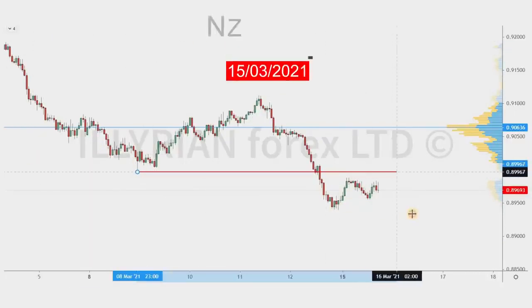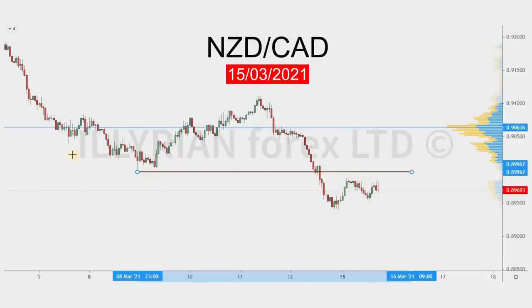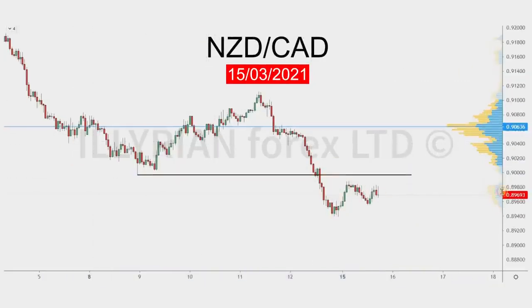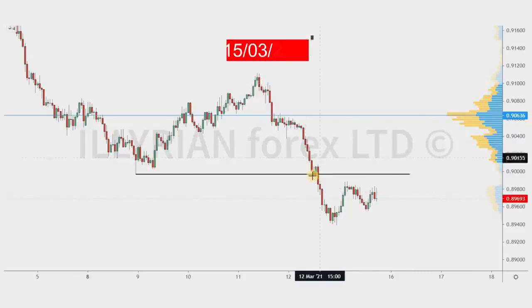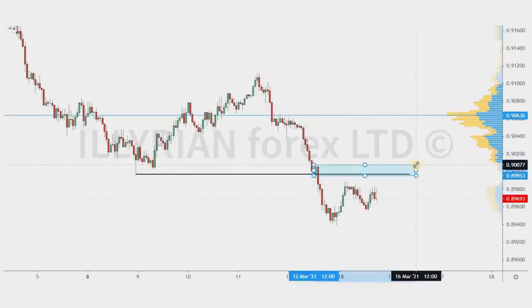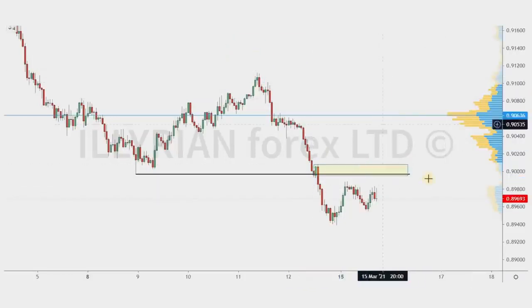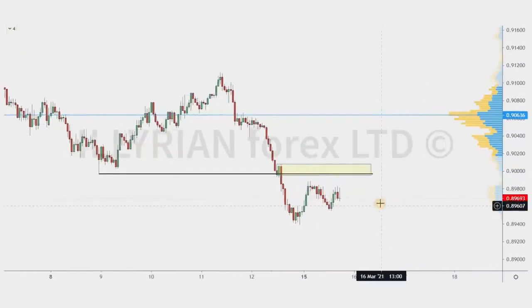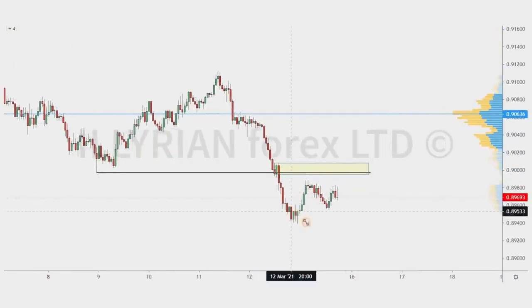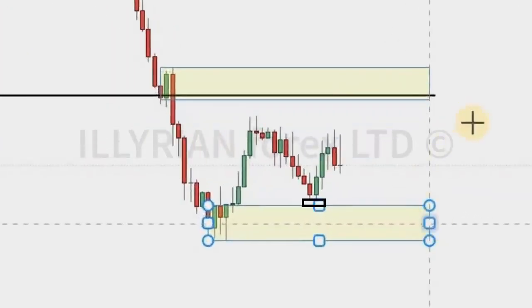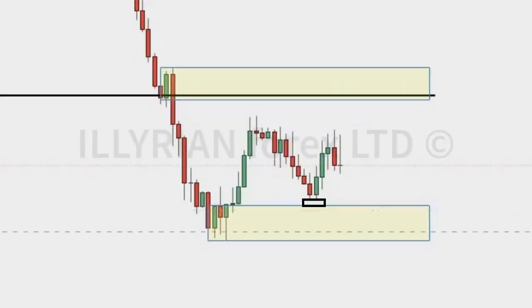The first setup was New Zealand dollar, Canadian dollar. First, we are drawing a support and resistance level. At this level we have a supply zone. We have two confluences that make this level very attractive for a potential sell trade. We are highlighting the demand zone located at the bottom. As we see, price approached the demand but didn't touch and price bounced.